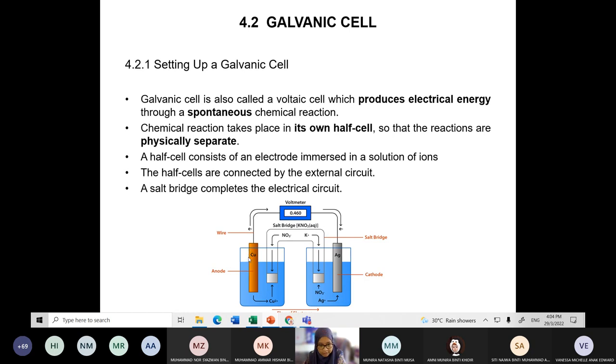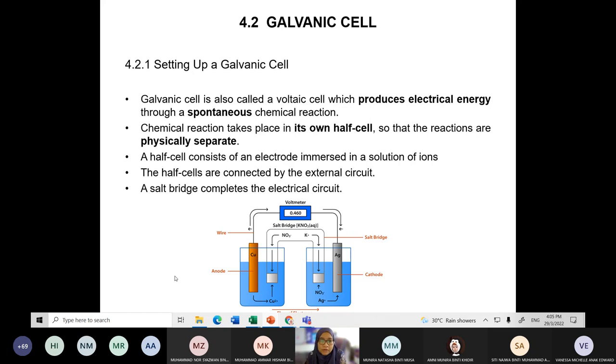So as you can see again, you have the electrodes. Electrodes are the solid that is very important for the electron transfer. You need to have an electrode for the electron to flow. Electrode is a solid that provides a surface to allow the transfer of electron. So electron nanti akan dikeluarkan from the electrode to the solution and then from the solution into the electrode, so they can flow through the wire and whatnot.